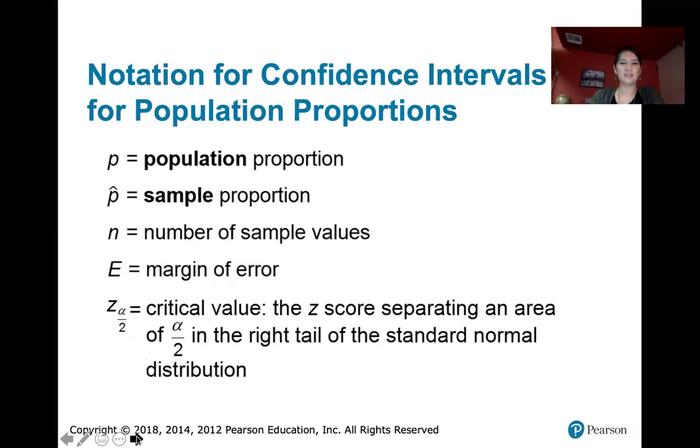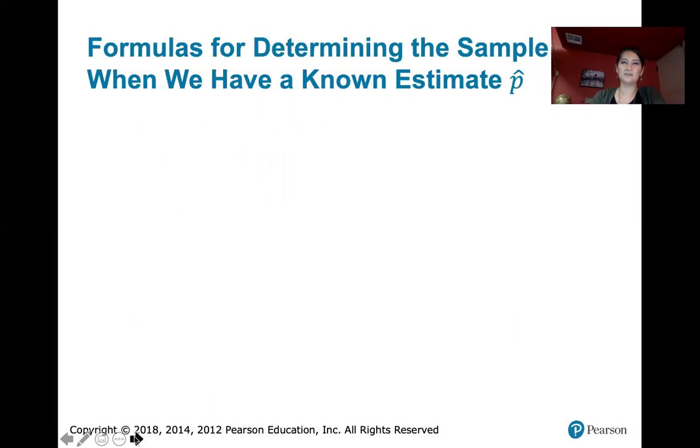Remember, P is the population proportion we're trying to estimate. P hat is the sample proportion. N is the sample size, or the number of sample values that we have. E is the margin of error, and Z sub alpha over 2 is a critical value. It corresponds to a certain level of confidence, and it is a Z-score separating an area of alpha over 2 in the right tail from the rest of the area under the standard normal distribution probability density function.